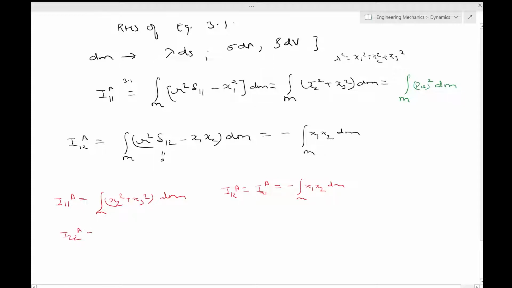I22 of A is the integral of m (x3 square plus x1 square) dm. Okay, and I23. So one way was, we had already shown that Iij is the same as Iji. So you perhaps don't have to separately find I21 once you have found I12. Maybe you can do it once just to verify and double check, but it's not really needed since you have shown that I is a symmetric matrix.